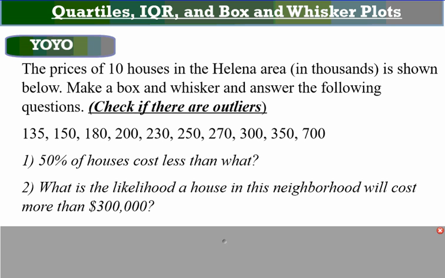Going to give you one chance to try what we've been talking about, and it says the following: the prices of 10 houses in Helena are shown below. We already did this with a 5-number summary, so you have the 5-number summary from before. Make a box and whisker plot and then answer the following questions. You should also check to see if there are outliers. So question 1, 50% of houses cost less than what? What is the likelihood a house in this neighborhood will cost more than $300,000? So pause the video now, give yourself a chance to try before coming back and seeing what the answers are.